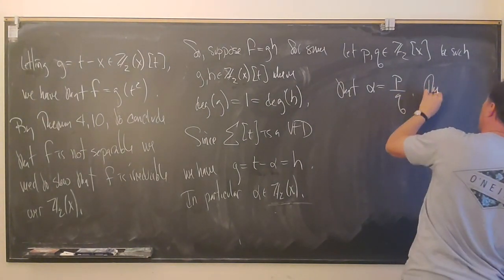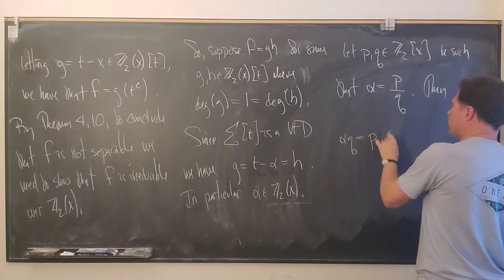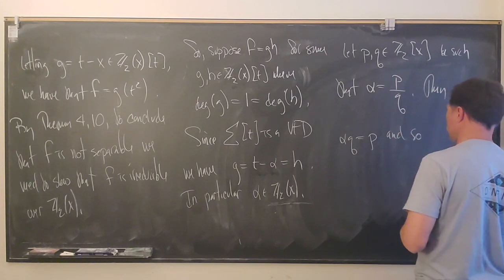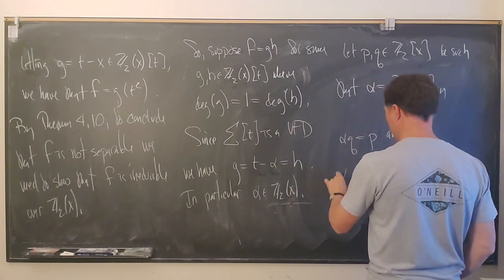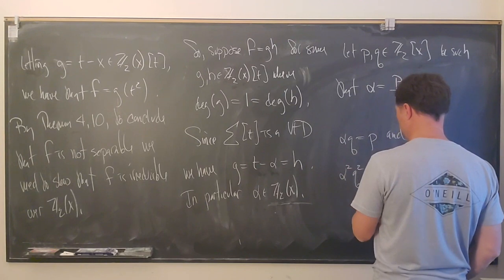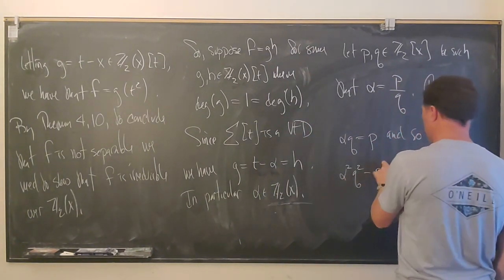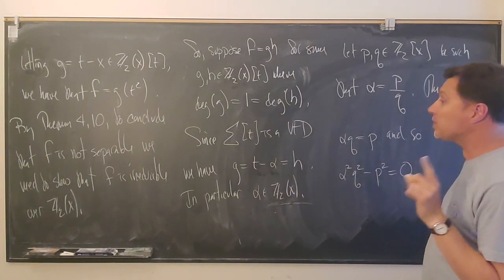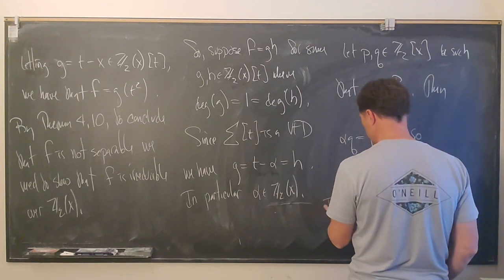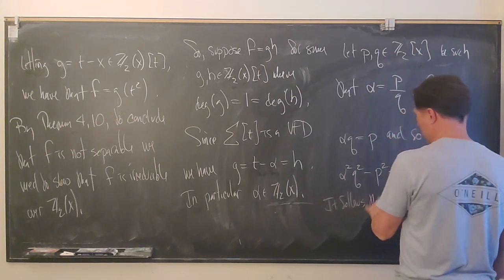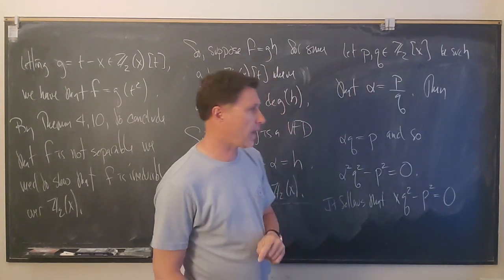All right, so then I'm just going to multiply over. So alpha Q equals P. And so I'm going to square both sides and then subtract the P squared over the other side. So alpha squared Q squared minus P squared equals 0. But remember, alpha squared is equal to X. So it follows that X Q squared minus P squared equals 0. And now we've got a problem.